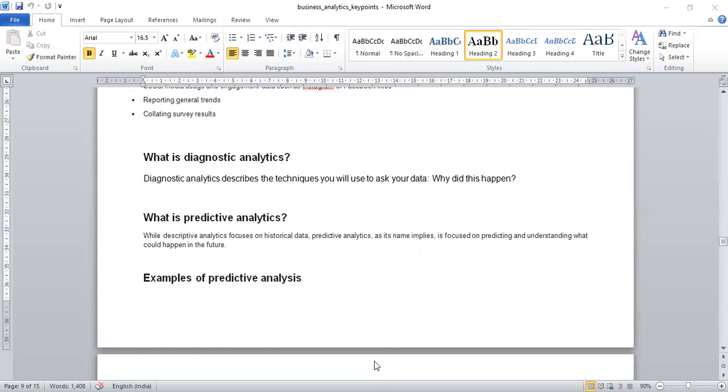Diagnostic analysis takes a step further. As I have told, descriptive analytics is a simpler process that deals with what has already happened, and diagnostic analytics takes it a step further to uncover the reasoning behind certain results. So you can say diagnostic analysis is usually performed using techniques such as data discovery, drill down, data mining, and correlations.